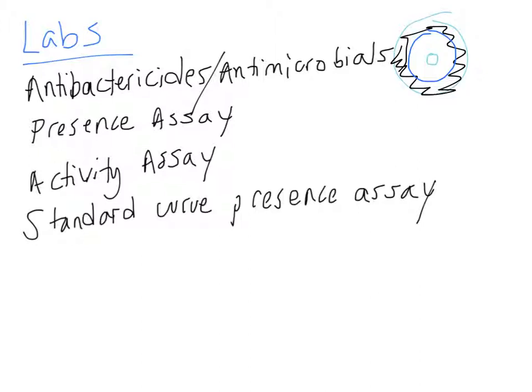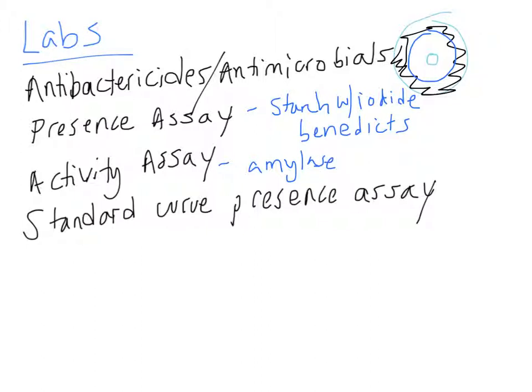We also talked about presence assays. So this, for the very first time, this was kind of our starch with iodide and Benedict's. The activity assay was where we had amylase. We were testing for the presence of an enzyme. So the difference between these is presence just tells you if it's positive or negative. It's there or it's not. Activity assays can tell you kind of how much, and this was determined by kind of the percentage or the amount of glucose that was present.